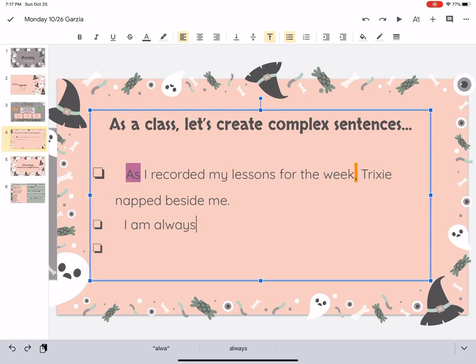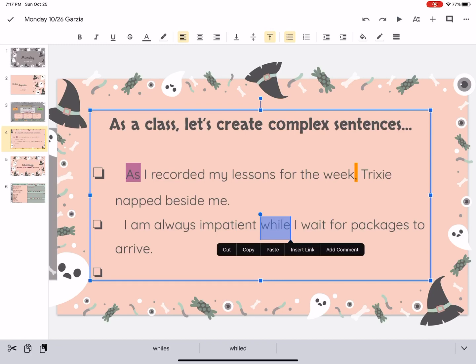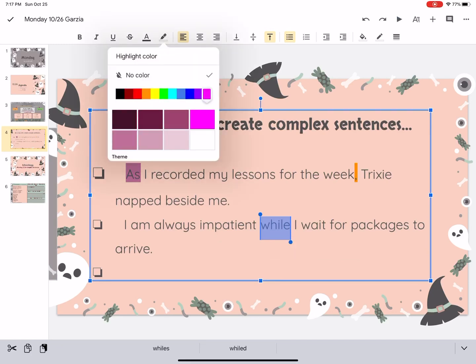I am always impatient while I wait for packages to arrive. I'm always impatient while I wait for packages to arrive. So I have my subordinating conjunction, which is while.